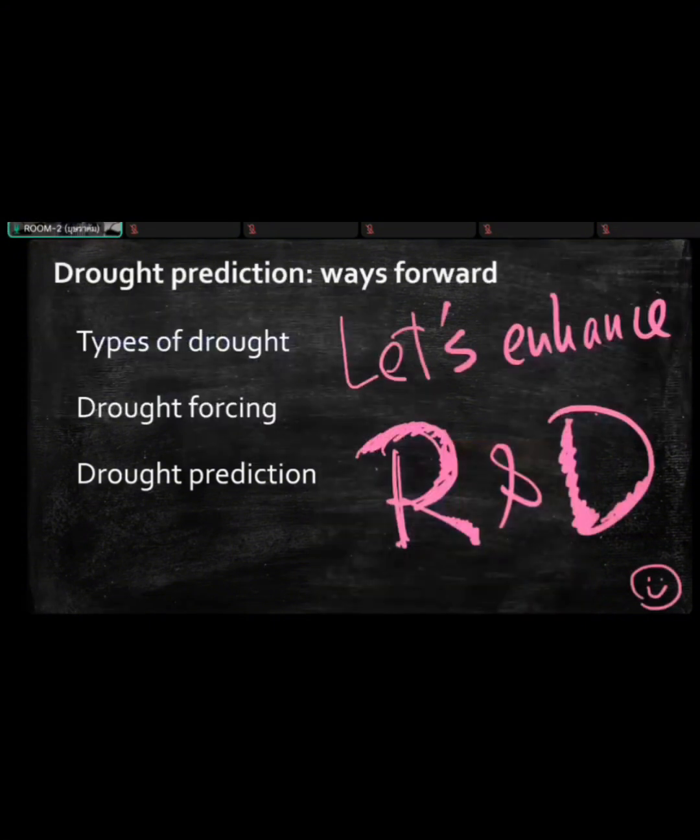So it's basically my summary of the drought prediction of these 3 things as humble suggestions for how we can move forward, including empirical forecast, dynamical forecast, and diagnostic analysis.